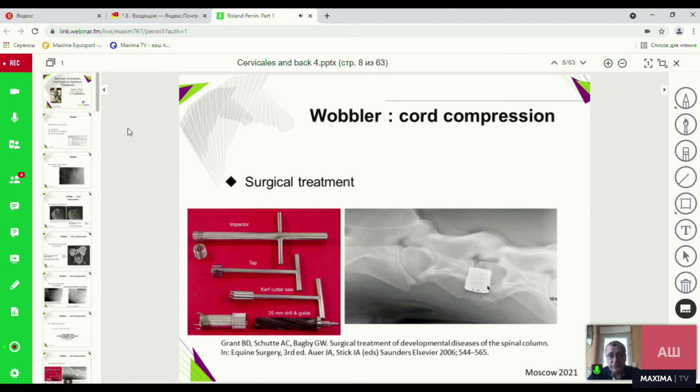So the principle is to do an arthrodesis of the joint, only on the joint with the disc, not the joint with the facet.